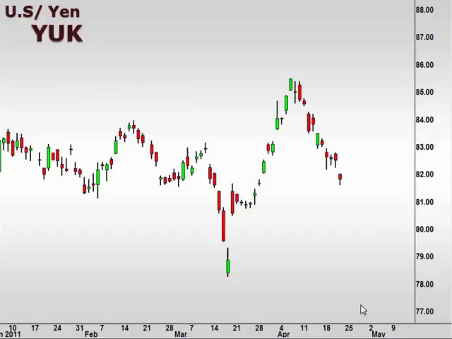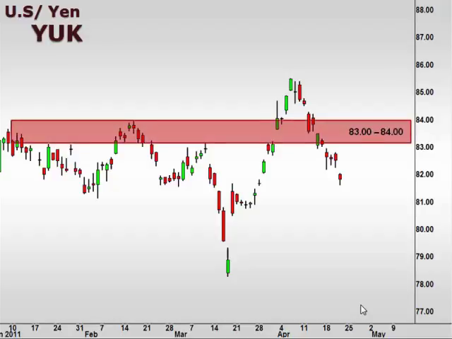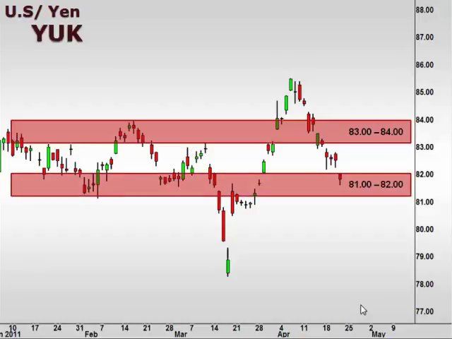Well, let's take a look at the U.S. dollar versus the Japanese yen as seen here in the ISE FX Options pair value, YUK. Well, the YUK continued to slide lower last week, slicing through support at 83 and continuing to test the 81-82 level. Now, this level should hold as support, lending credibility to a bounce. However, the trend remains to the downside.